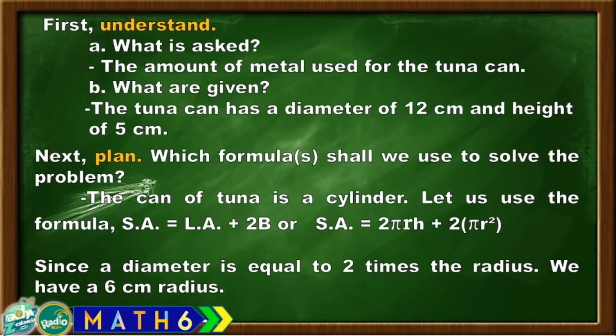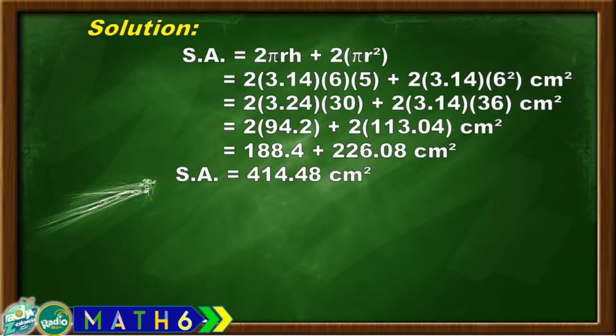Next, let us solve by using the formula. Surface area equals 2 pi rh plus 2 pi r squared. Now we have 2 times 3.14, which is the value of pi, times 6, which is the radius, and height of 5, plus 2 multiplied by 3.14, which is the value of pi, times the radius 6 squared. Next, we have 2 times 3.14 times 30, which is the product of 6 times 5, plus 2 times 3.14 times 36.